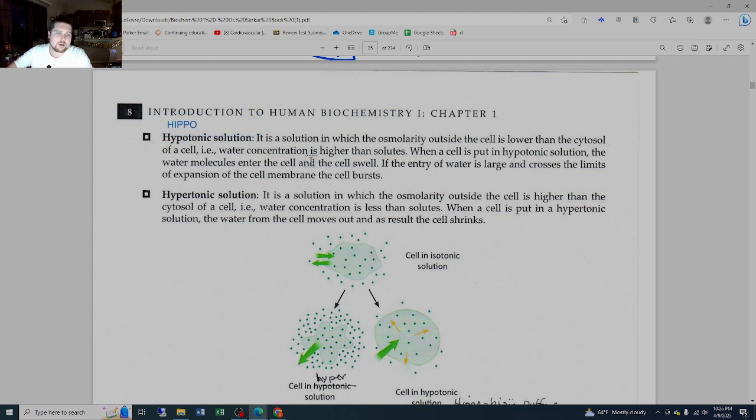When you put something in a hypotonic solution, so it is a solution in which the osmolarity, so the amount of stuff outside the cell, is lower than the cytosol of a cell, so water concentration is higher than the solutes. When a cell is put in a hypotonic solution, the water molecules enter the cell and the cell swells. So hippo. When you put a cell in there, it blows up because the water is going to be coming in because there is more stuff inside the cell than outside, and it tries to balance, so water goes in.